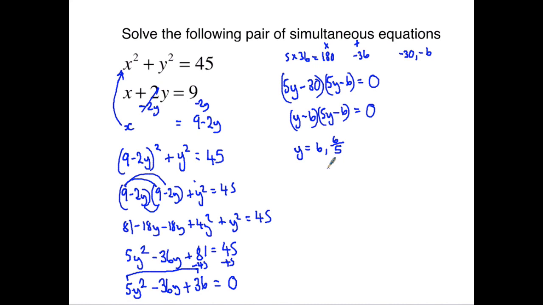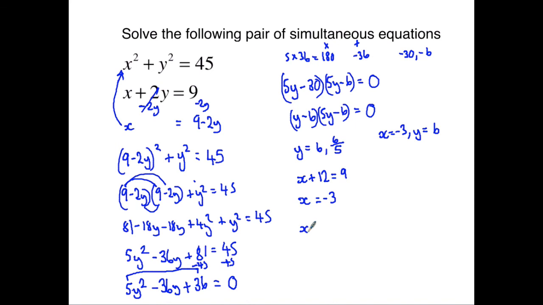So obviously that's not finished until we've got the value of x that corresponds to each of those. So substituting back in, probably going to go back into number 2, I think that looks a little bit easier. So when y is 6, we've got x plus 2 lots of 6, which should become 12, equals 9. So x has to be -3. So we've got one pair, which is when x is -3, y equals 6.